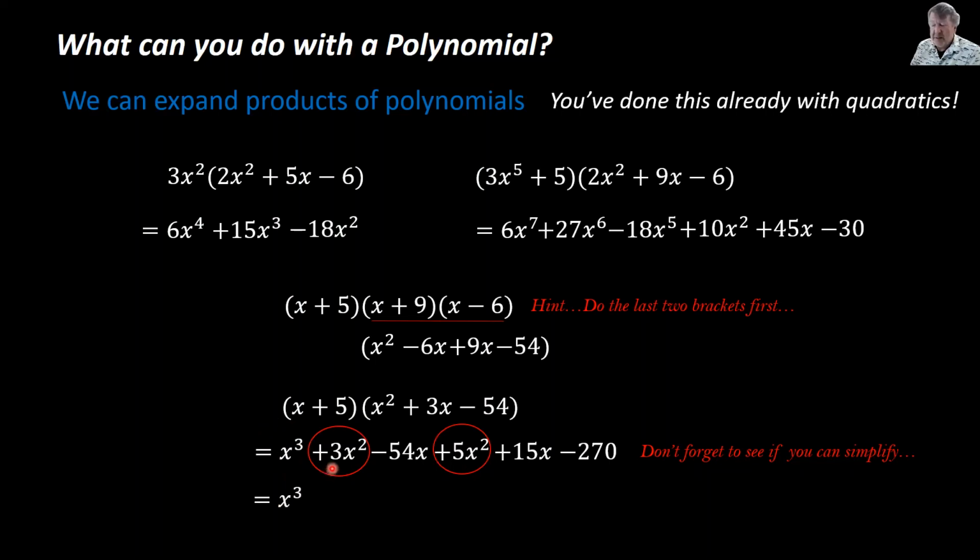Now we can see the x squareds. 3x squared plus 5x squared is 8x squared. Next one, we've got the x's there and x's there. Negative 54 plus 15 is negative 39x. And then we've just got the minus 270 on the end. Wow. Let's see. Good so far? I know I'm going through it pretty quickly, but again, it's all stuff you've done before, all the same process.